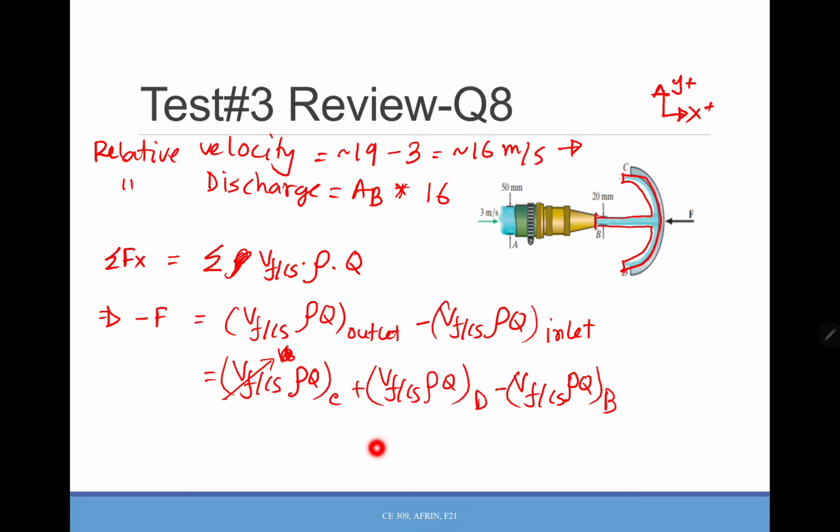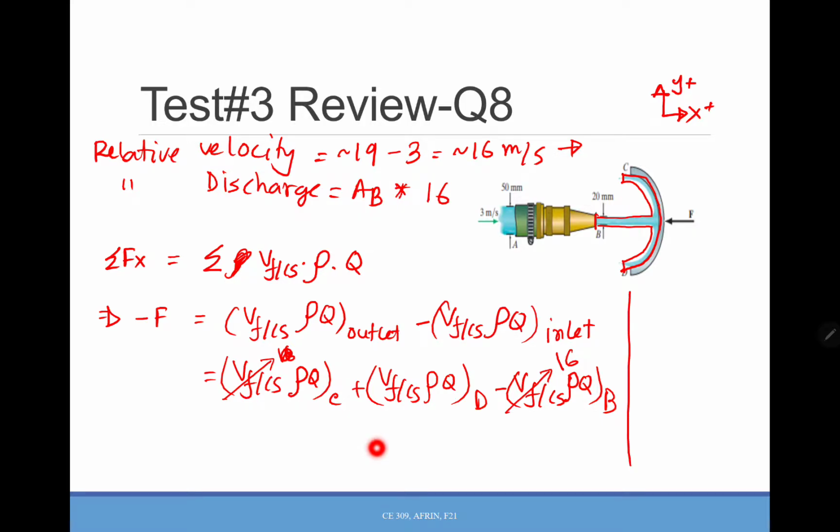Sorry, that should be for this one at B. Now we don't know the velocity for C and D. So how can we work on that? To do that, you can apply Bernoulli's equation between B and C and between B and D. You will see that between B and C, the elevation gap is very negligible and the pressure is 0, 0. So basically you will come up with the same velocity at B and C.